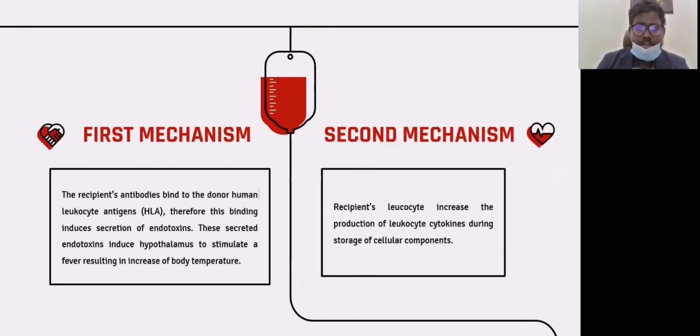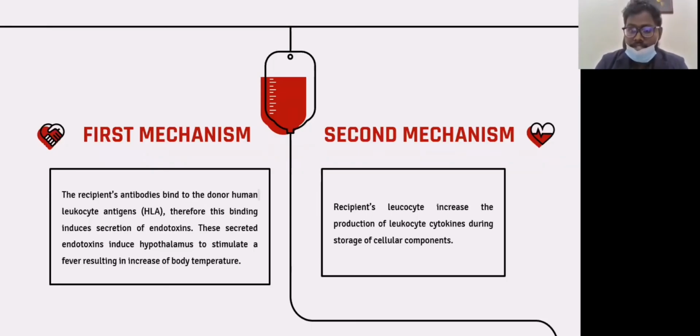The first mechanism is induced by human antibodies binding to the transfused cells, and this binding induces a secretion of endotoxins. These secreted endotoxins induce the hypothalamus to stimulate a fever, resulting in an increase of body temperature. In the recipients, the leukocytes increase the production of leukocyte cytokines during the storage of cellular components.